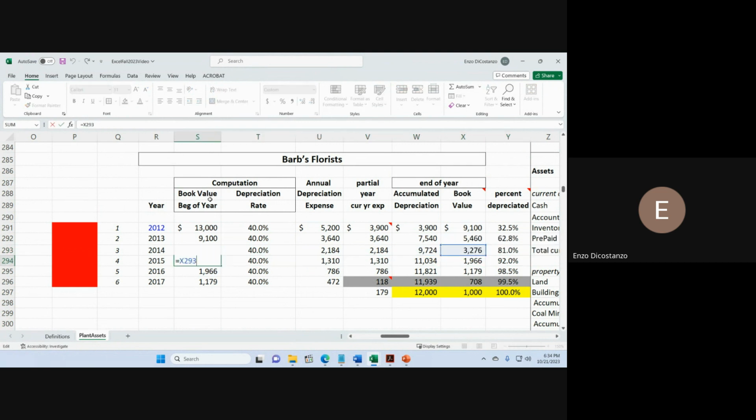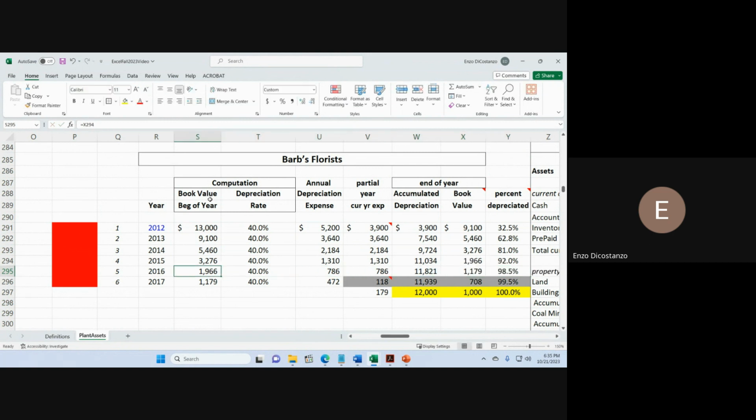Fourth year, the book is 3,276, 1,310 depreciation. Add that to 9,724. The new book is about 2,000. You're down to 92%. The fifth year, 1,966. So that should be 786 annual depreciation for the full year. Add that to the 11,034, 786. And that comes off the book, 1,179. You're down to 98.5%.